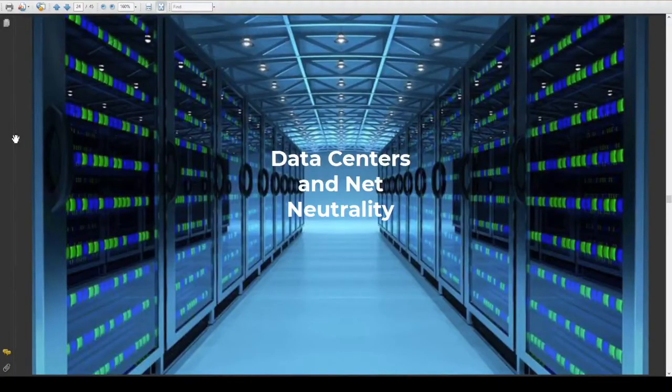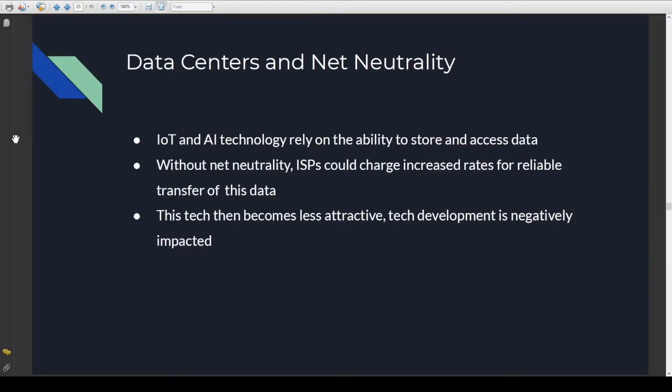Data centers and net neutrality. To describe the effect of net neutrality on data centers, let's look at this technology example. IoT and AI technology rely heavily on the ability to store and access large quantities of data. Without net neutrality, ISPs could charge increased rates for reliable transfer of data to and from these types of devices. In turn, this technology becomes less attractive to end users, and technological development in these areas is negatively impacted and stifled as a result.